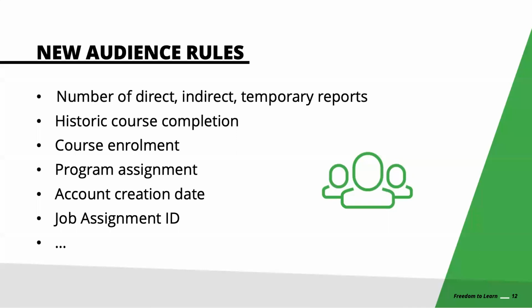We also have account creation date. Job assignment ID is also a new audience rule. There is has appraisees, and this one's quite niche, but for some of you it might be exciting: where you have an organization type with a custom field which is a multi-select field, you can now base an audience on any of the values within that particular custom field.